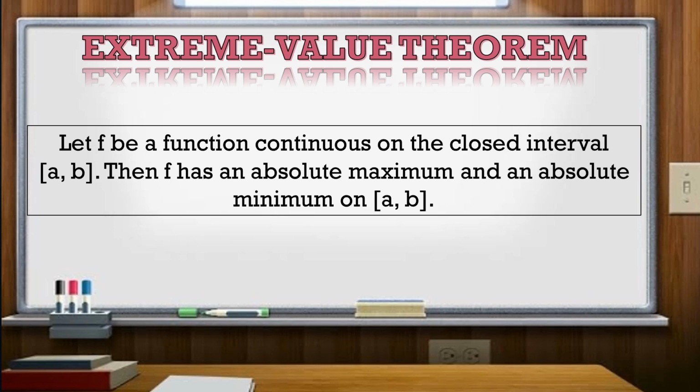So dito, malalaman natin, or makikita natin na yung function natin has an absolute maximum and an absolute minimum on a, b. So, dito, malalaman natin kung ano yung pinaka mataas na value for your interval at ano naman yung pinakamababang value for your interval.